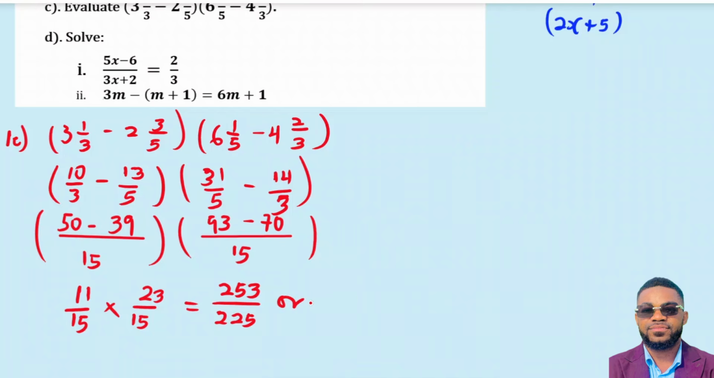So we change it to mixed fractions. We're going to get one whole number, 28 out of 225. So let's get the last two questions solved here.